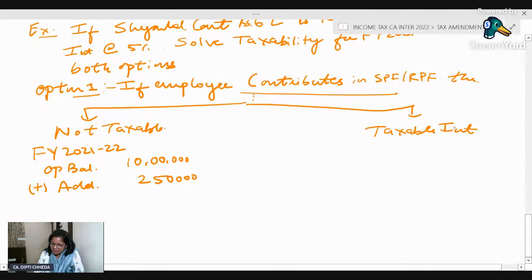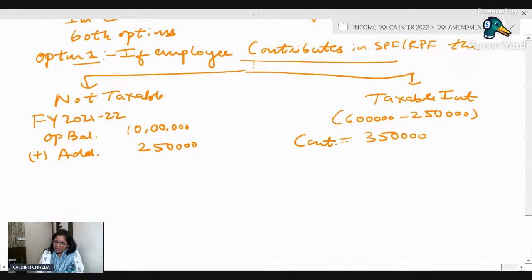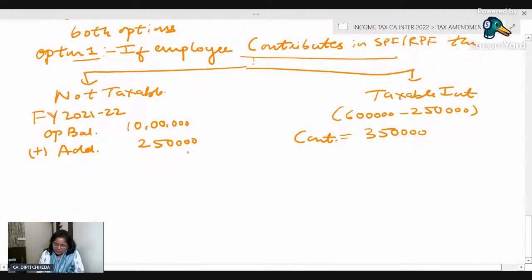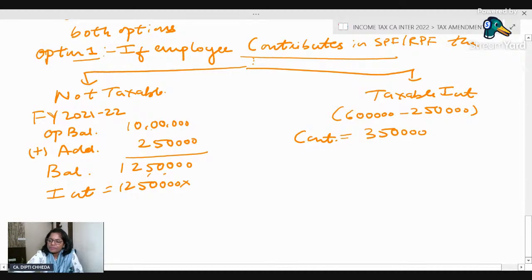Taxable interest. So 6 lakh he has contributed minus 250 is exempt. Remaining 3 lakh 50,000 contribution, interest on 350 is taxable. Now what is this balance? 10 lakhs is opening balance, up to 250 you can put. So on this 12 lakh 50,000, how much interest you are getting? 1250.